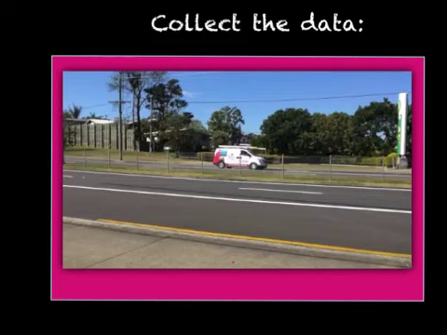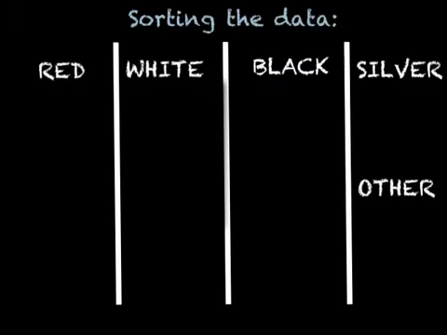Okay, so you should have tallied for each colour car. And now we can have a look at the data. Okay, so let's have a look at the data. Now, you might have tallied it slightly different to what I did, because sometimes it's hard to tell if a car is silver or if a car is black or blue. But as long as you've got the right idea, you can change it if you want.